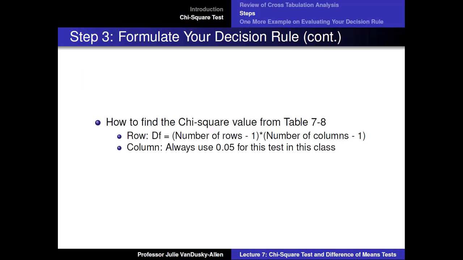To find the chi-square value, you have to first calculate your degrees of freedom. The degrees of freedom is the number of rows in the crosstab minus 1, multiplied by the number of columns in the crosstab minus 1. And we always use the 0.05 column for the chi-square test in this course.